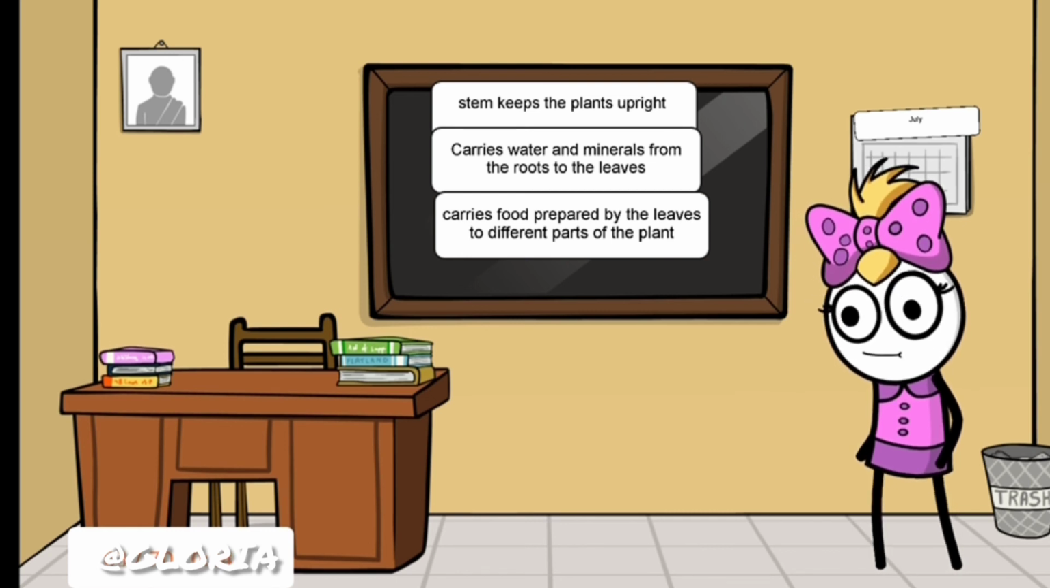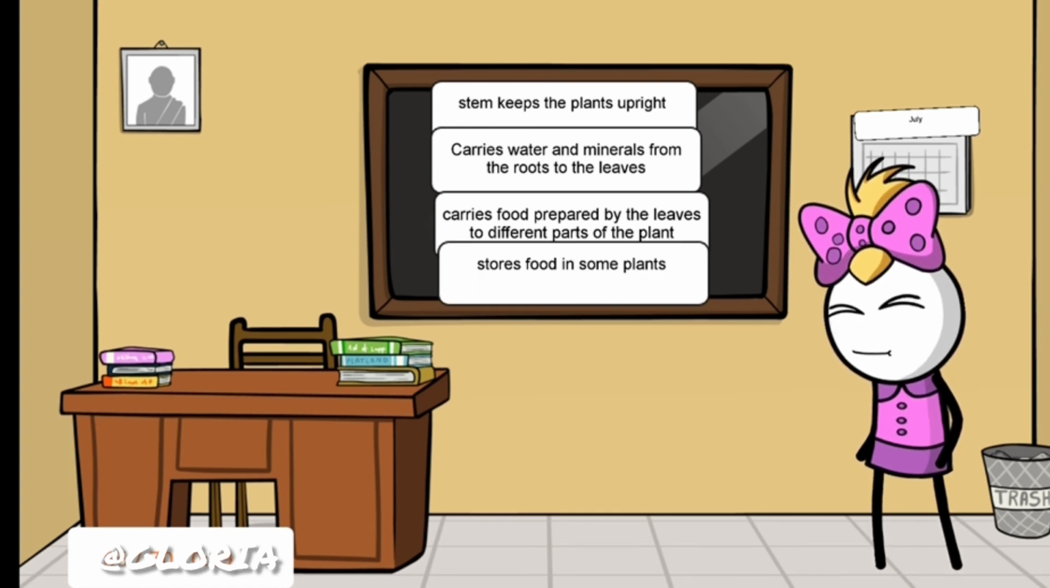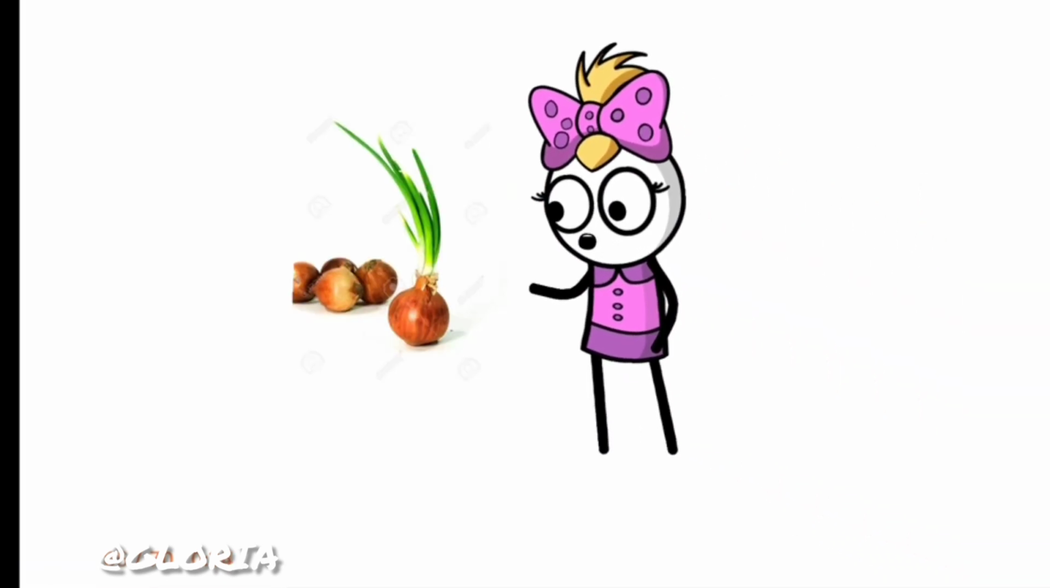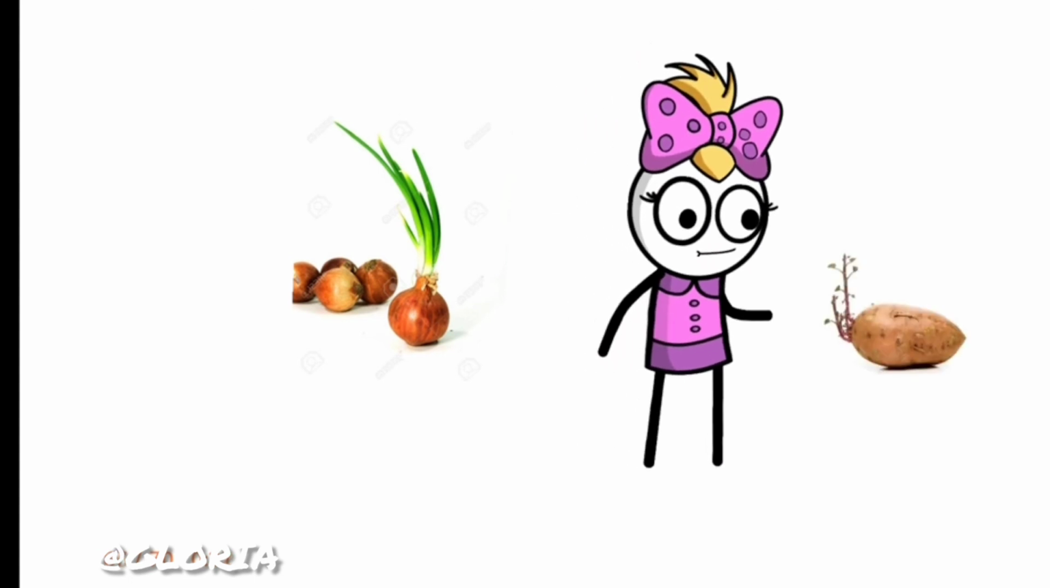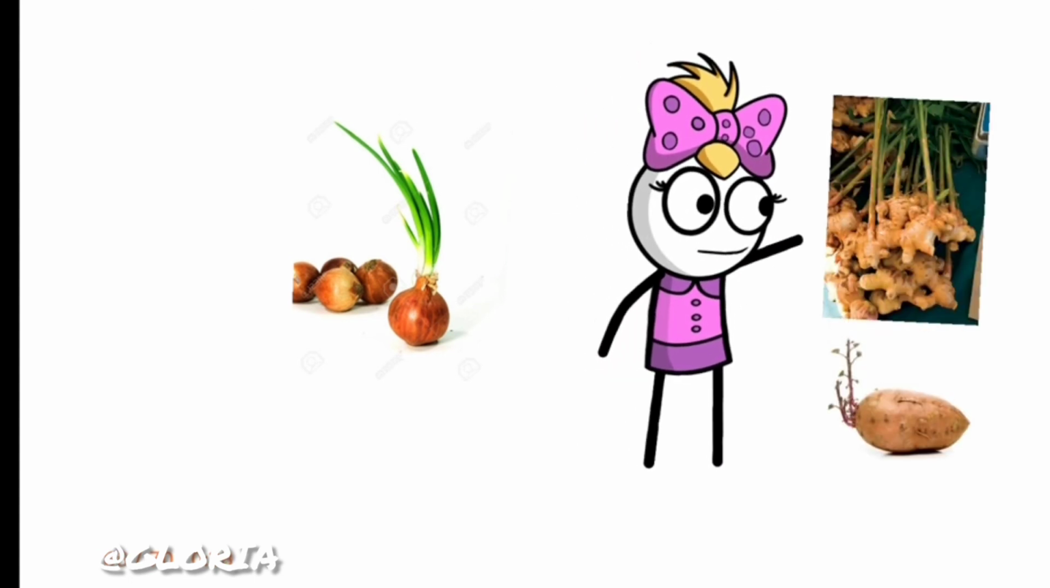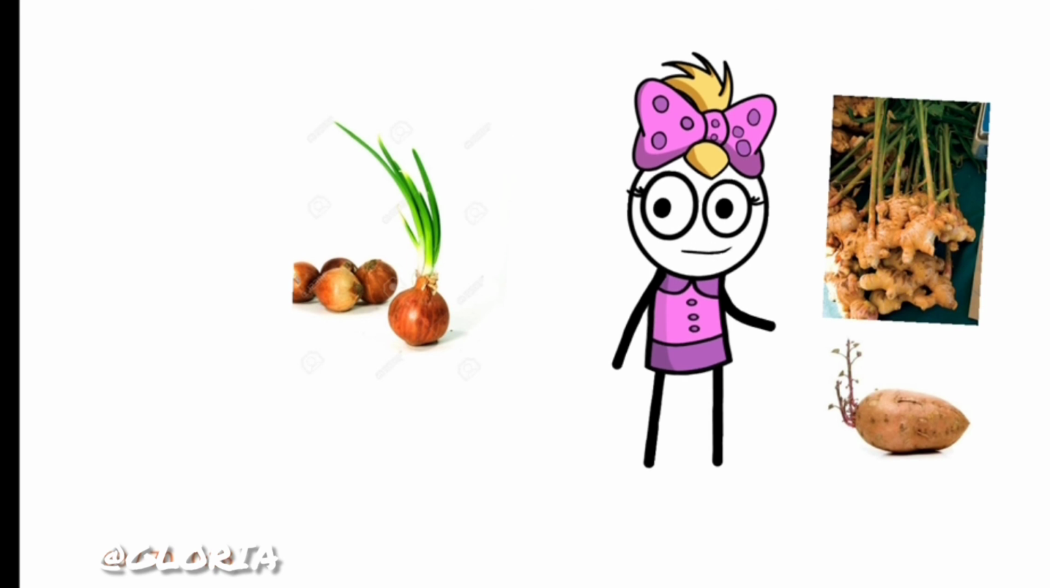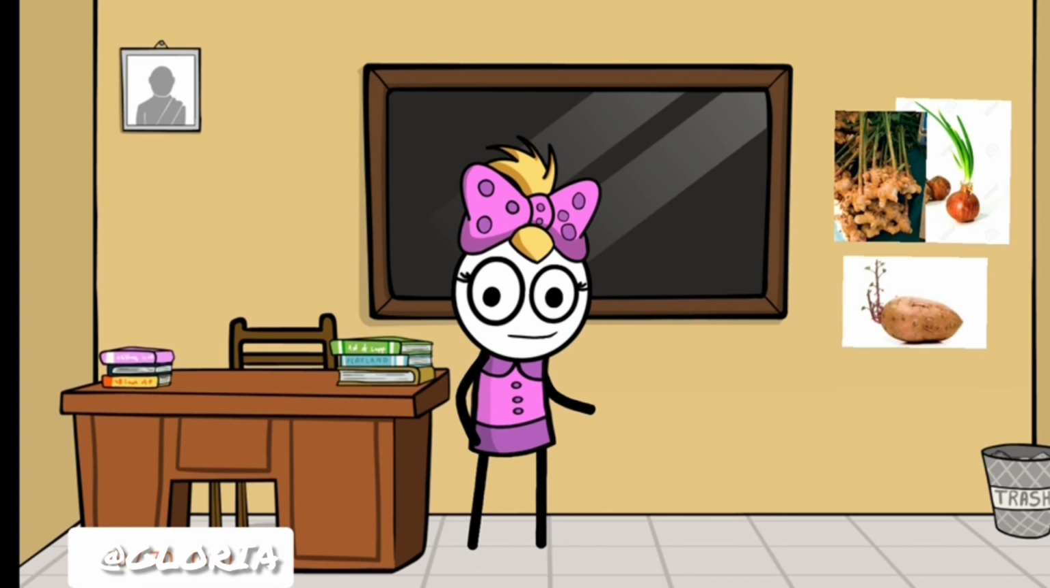Last function of the stem is that it stores food in some plants. Look here, onion, potato and ginger are the stems of the plants. And it is edible for us. That means we can eat it, right? But the stems of these plants grow below the ground. So we call them as underground modified stem.